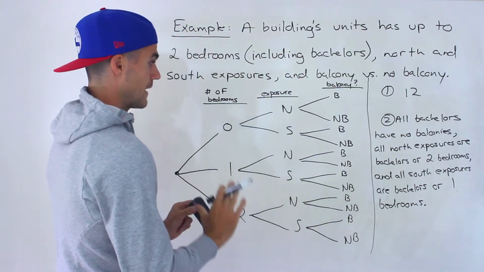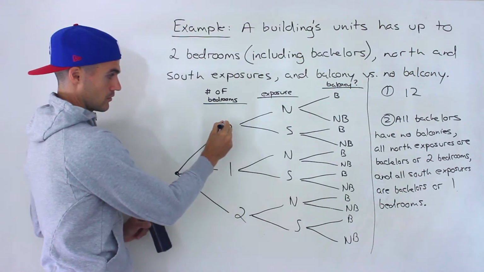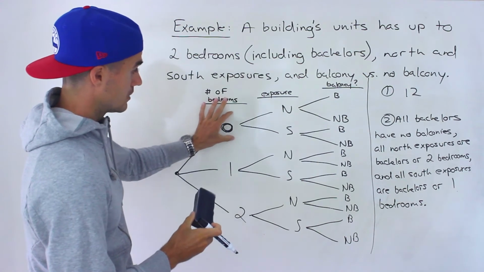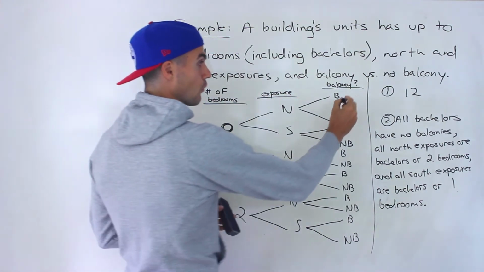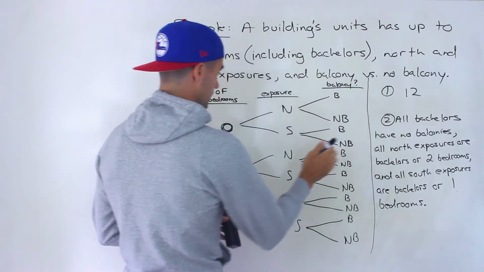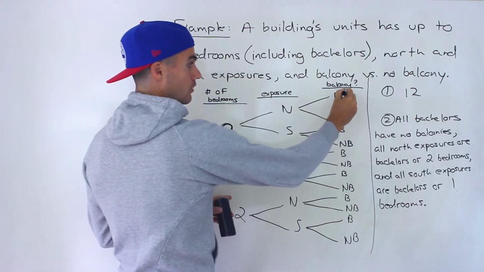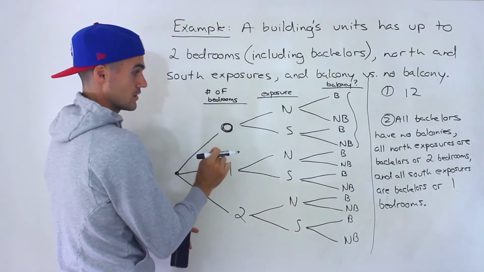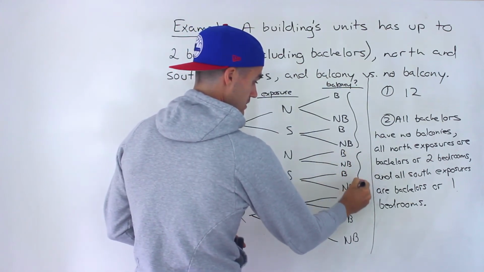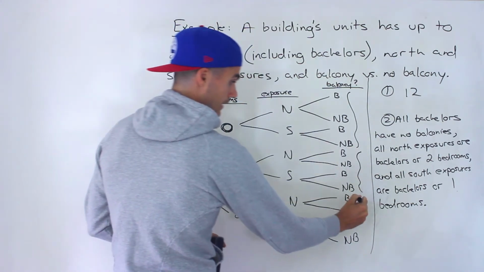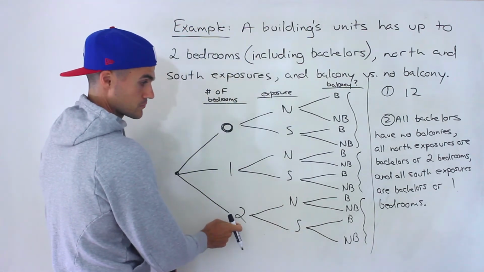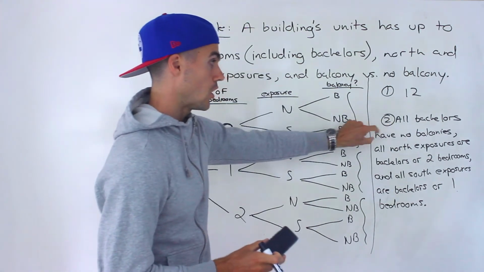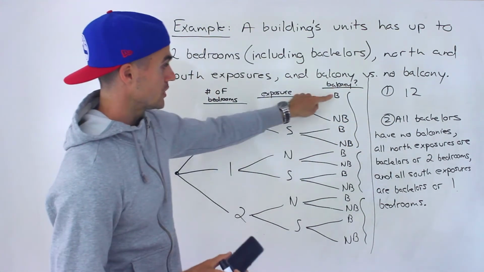So notice all the bachelors, they're units that have 0 bedrooms. And so if we follow from here all the way, notice that all 4 of these, 1, 2, 3, 4, these here are all the bachelors right there, because it started off with this branch here. And then notice that all of these are the 1 bedrooms, and then all of these are the 2 bedrooms, right? That's where it branches off to. So with the first part, all bachelors have no balconies, we're just looking at these 4.